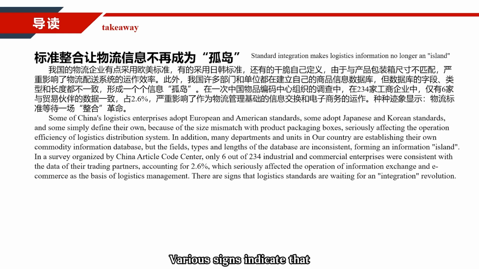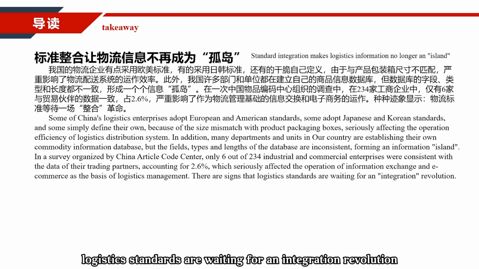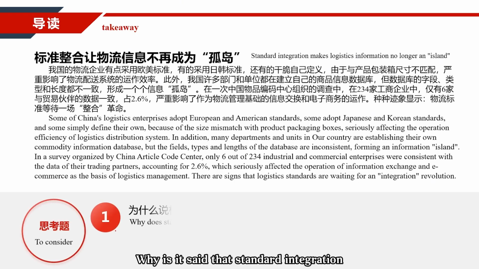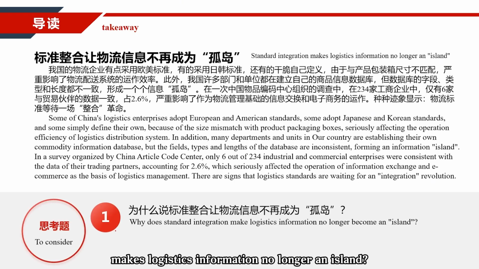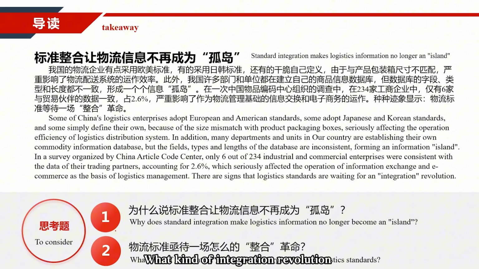Various signs indicate that logistics standards are waiting for an integration revolution. Please think. 1. Why is it said that standard integration makes logistics information no longer an island? 2. What kind of integration revolution are logistics standards waiting for?